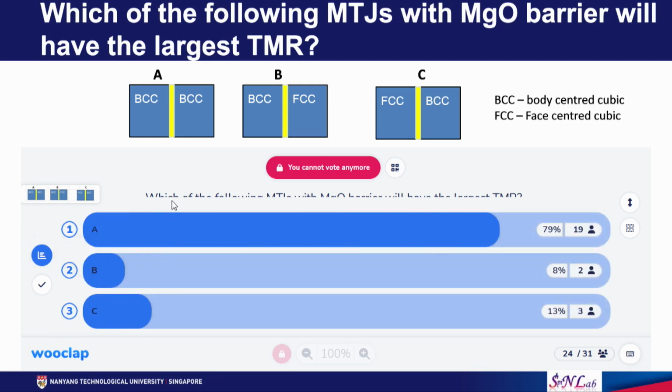Okay, most of you are right, because you have listened to what I am talking about. I repeatedly mentioned, not once, maybe 3 or 5 times, that we need BCC structured materials for high TMR. Any FCC will kill the TMR. So, B and C have FCC, so B and C are not the correct answer, A is the correct answer.